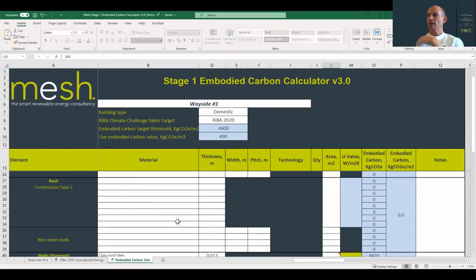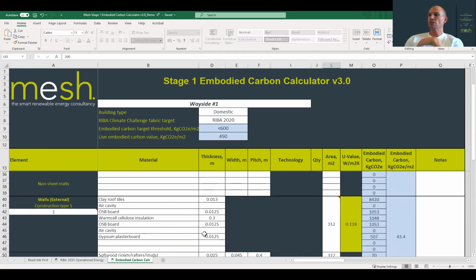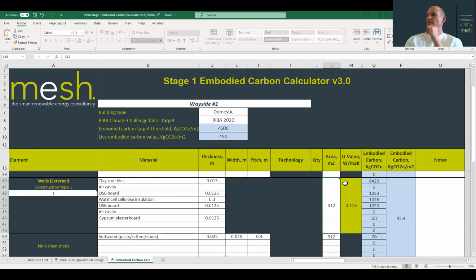So that's the roof sorted out. We do the same things with walls. So you build up your walls. Again, we've got an indicator here that we're within the threshold for RIBA 2020 for the U value. We've got our wall area that we put in there. And again, you can see the massive contribution in this particular case for clay roof tiles.